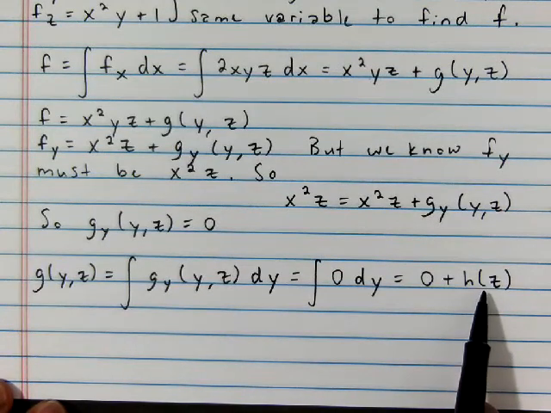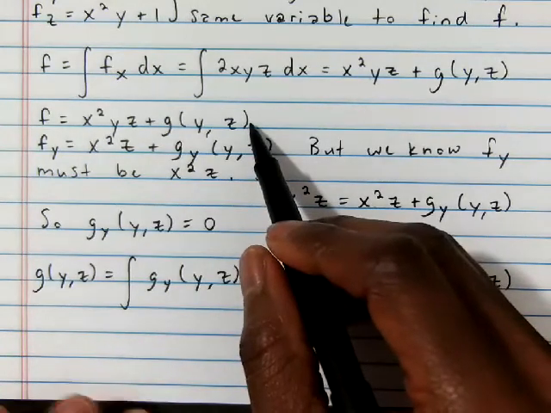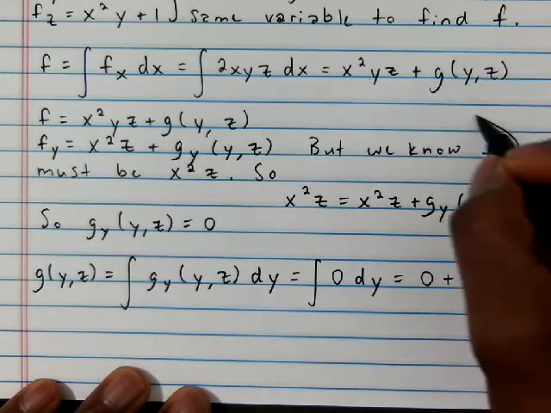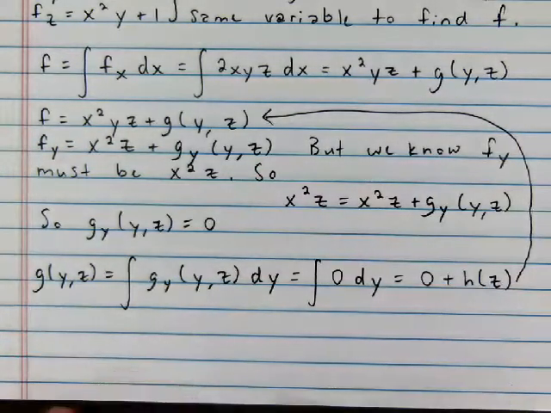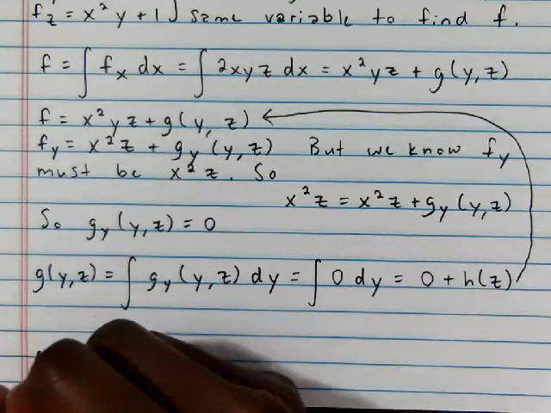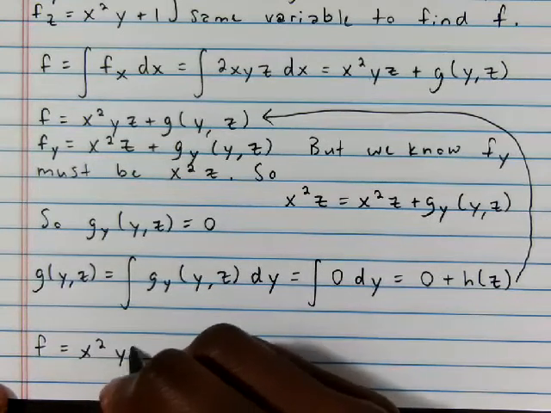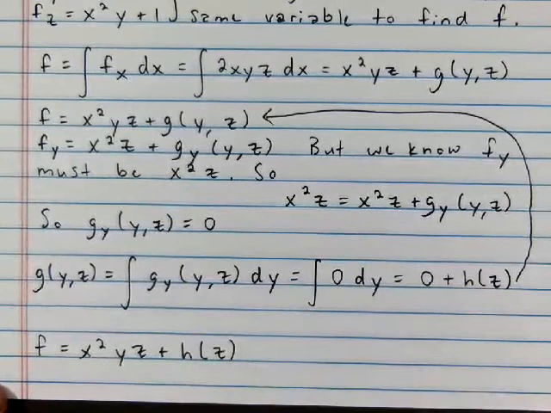So now we can go and take this and put it back in our supposed f. We're going to take this right here and put it back in right there. Because we have g of yz is h of z, we're going to change that to h of z. So now we have f equals x squared yz plus h of z.